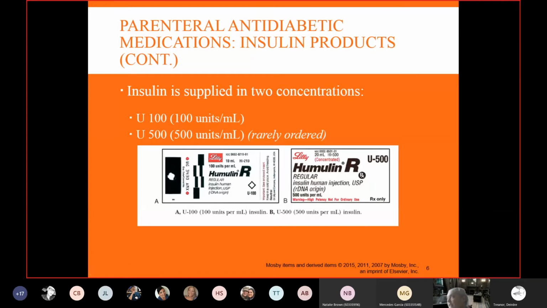The most common adverse reaction to insulin therapy is hypoglycemia, low blood sugars. When you are writing out an insulin dose and you want to write out units, even though this says U100, do not use the abbreviation U. You must use units.